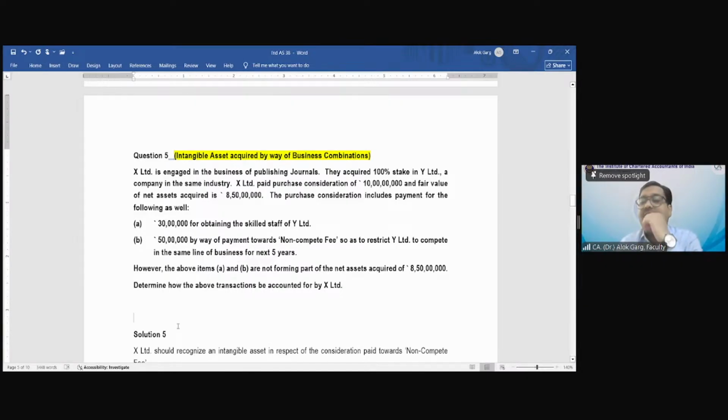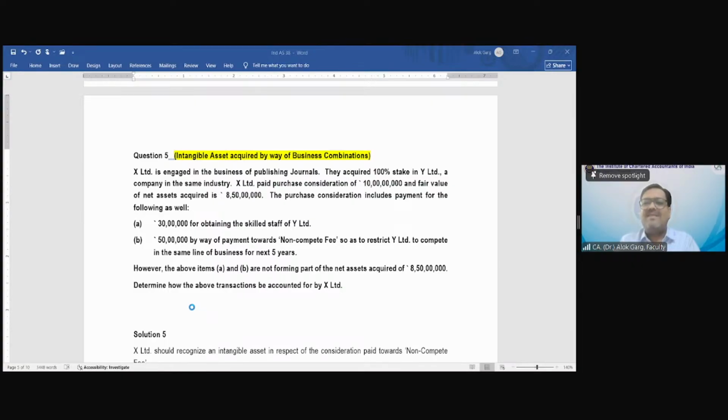Now, how to measure this intangible asset? Tell me. 10 crore purchase consideration paid minus 8.5 crore net assets. So whether the entire 1.5 crore will be goodwill or will it be some other intangible asset also? If the answer is yes, it will be some other intangible asset also, then what is the value of those intangible assets? Sir, the non-compete fee will be 50 lakhs. Okay. So the value of goodwill will be 100 lakhs.